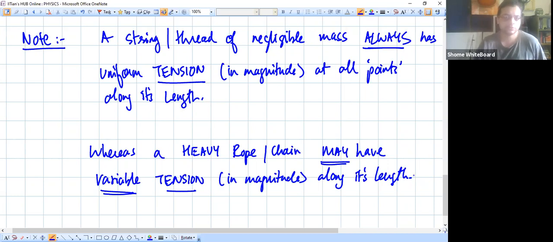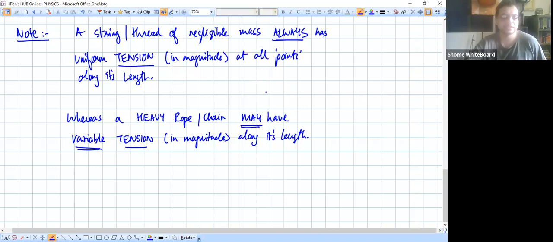So first, just make a note of this point, and then through some examples, I'll illustrate why this happens. A so-called massless thread, or a thread or rope of negligible mass, will always have uniform tension throughout its length. Whereas a heavy rope or chain, in certain situations, can have variable tension. What we mean by uniform tension is that at every point the magnitude of tension will be equal. Whereas variable tension means that at different points the amount of tension might be different.